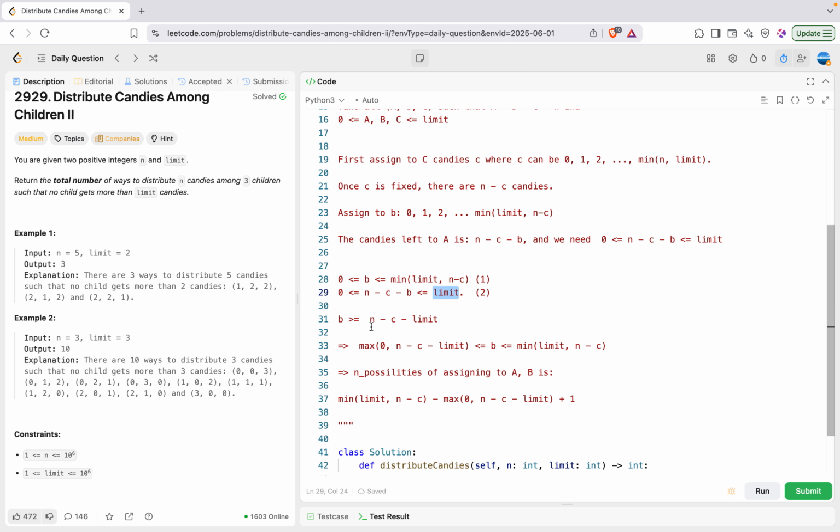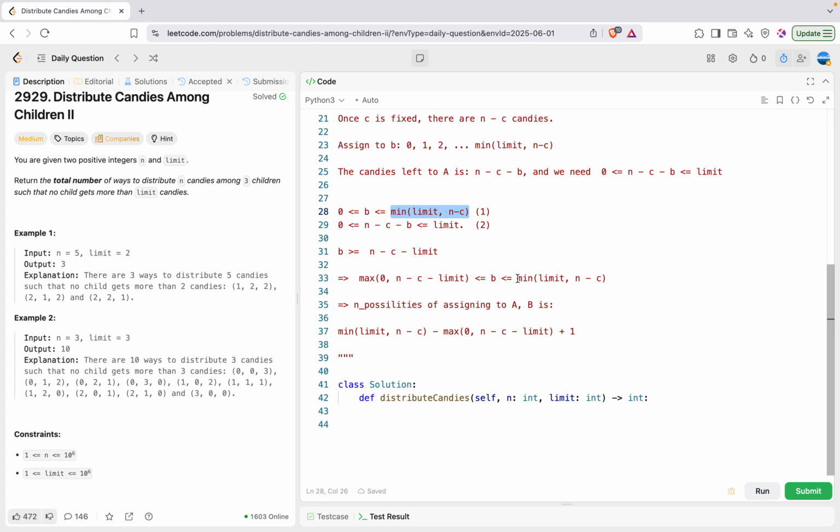From the second inequality we get B should be greater than or equal to n minus C minus limit. Also we require B to be at least 0. Therefore B should be at least the maximum of 0 and this quantity, and also B should be at most this other one. Then the number of possibilities is the upper end minus the lower end, plus 1. You can understand this as the two ends of a closed interval, and this will be the solution.